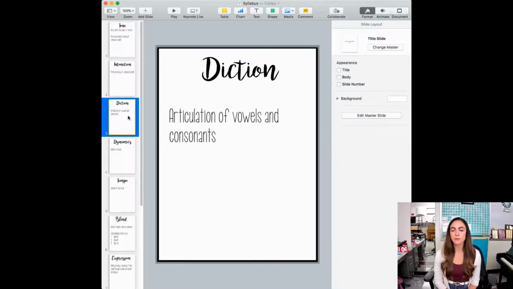Next, let's talk about diction. And this is a field that's unique to choral music. We don't have this field in the instrumental world. But diction is the pronunciation of vowels and consonants. It's super important to the choral world, whether you're singing in English or in other languages, that people can understand what you're saying so that they can hear the poetry that the composer intended them to hear.